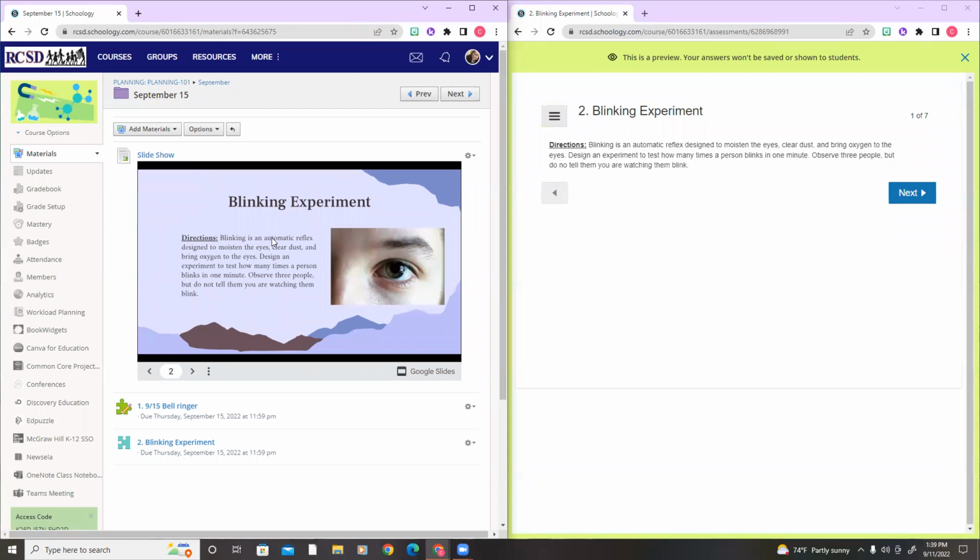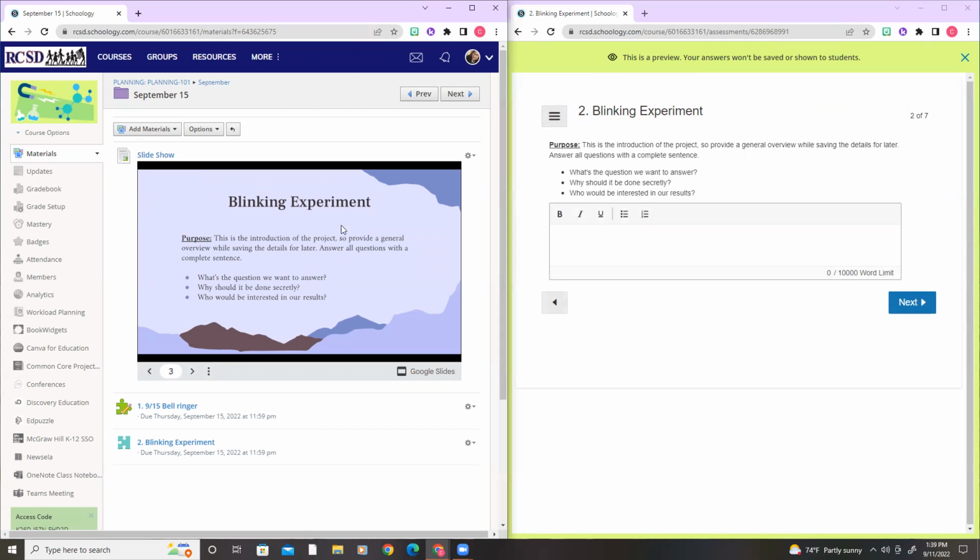So our directions say blinking is an automatic reflex designed to moisten the eyes, clear dust, and bring oxygen to the eyes. We need to design an experiment to test how many times a person can blink in 1 minute. We are going to observe 3 people in our class, but not tell them that we are watching them blink.